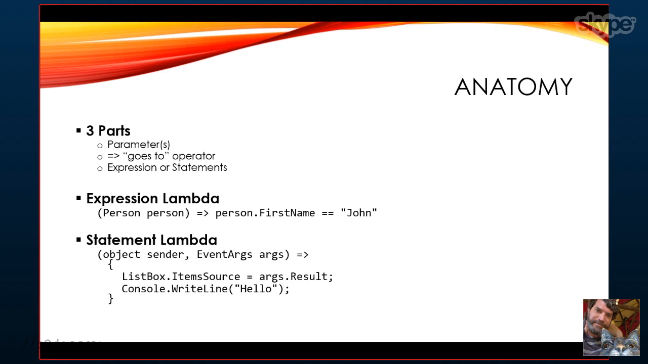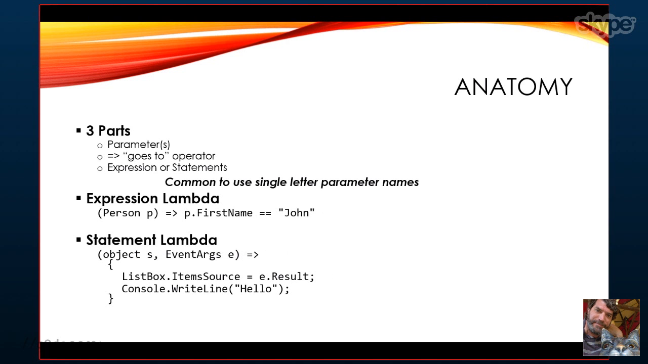Right. So, that's why I start with the basics like we have here. The lambdas that we're showing right now, this expression lambda and the statement lambda, are in a very verbose state. Because again, when we're talking about lambdas, there's a lot of syntactic sugar that we can use to make these very, very compact. To help make things compact, there's a convention that people often follow, and that's to use a single letter for parameter names. This isn't something that's required. We can name our parameters whatever we want.